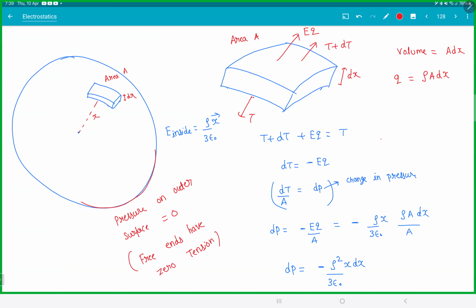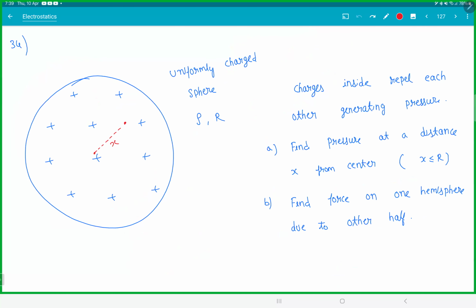Any doubts on this? Question still not over. What is the force on one hemisphere due to the other hemisphere? How do we do this?